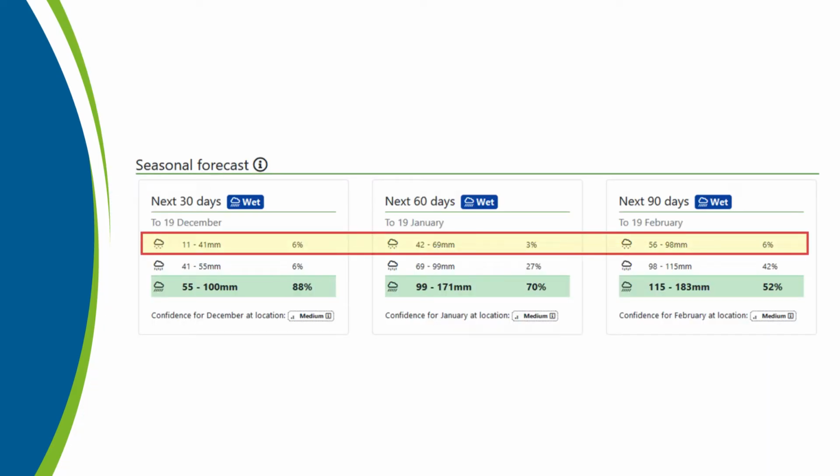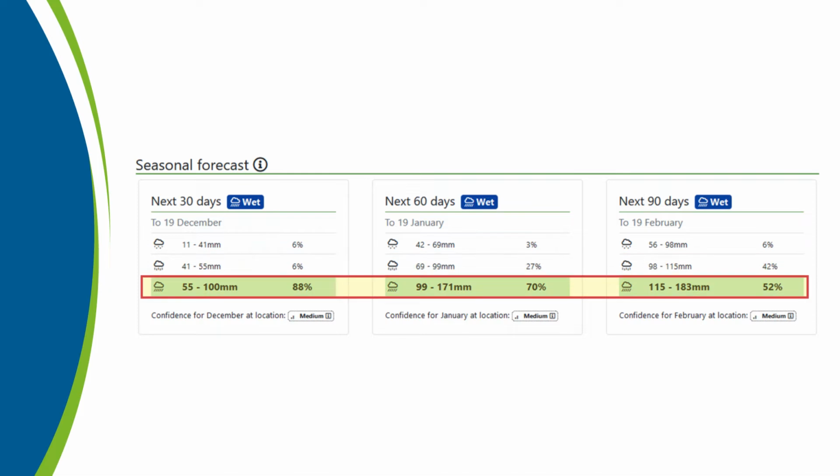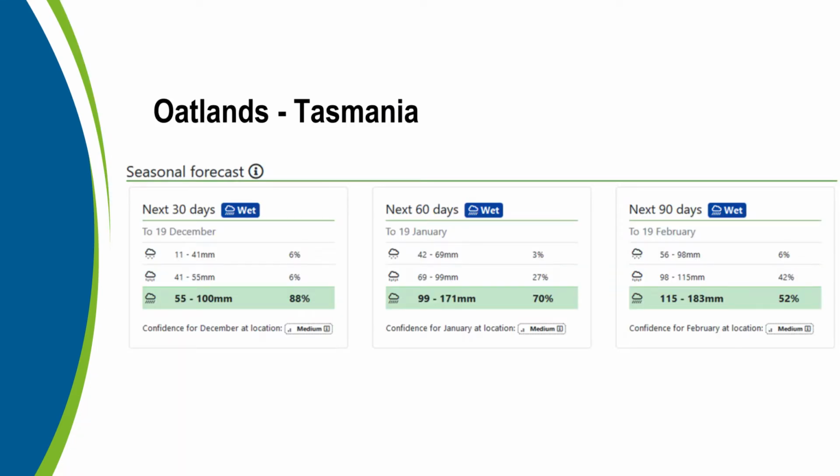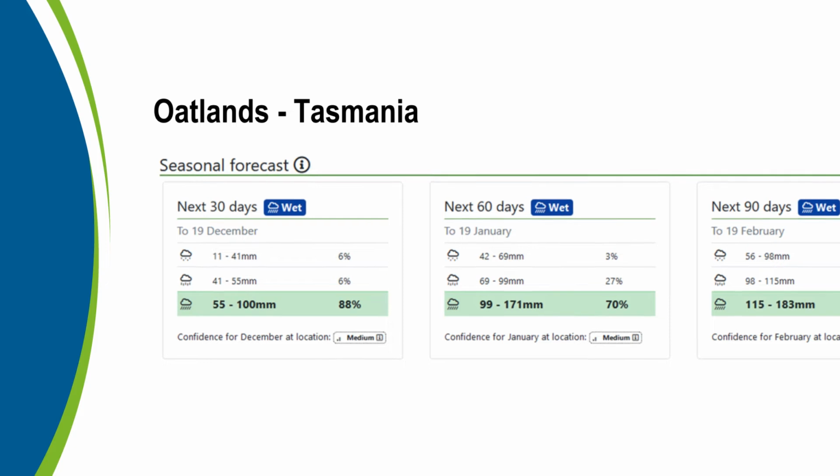The climate forecasts for the BOM Access model are updated daily and on our dashboard are presented in a tercile distribution. From 99 separate runs of the model, the rainfall results are fitted into each of the 3 tercile categories. This forecast example is for near Oatlands in Tasmania.